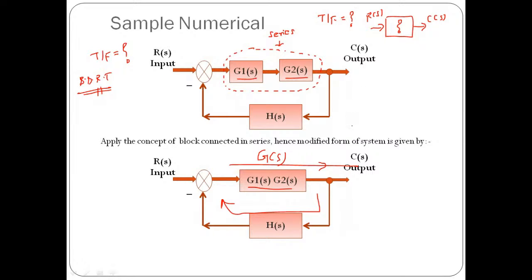So if you apply elimination of feedback loop over here, the sense of feedback signal is negative. So we can directly apply that logic: C(s) divided by R(s) is going to be G(s) whole divided by 1 plus G(s) into H(s), where this G(s) is going to be G1(s) multiplied by G2(s). That is important.